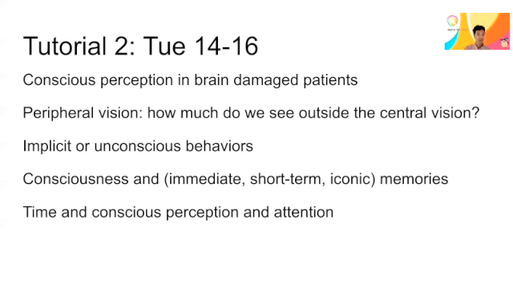And then the fourth one is consciousness and memory, whether memory is necessary for consciousness, and also what the relationship between consciousness and short-term memory is, which is an important topic. And the fifth one is temporal perception. How do we experience time? And also, what's the minimum duration of conscious perception? And how does it relate to fluctuation of attention?